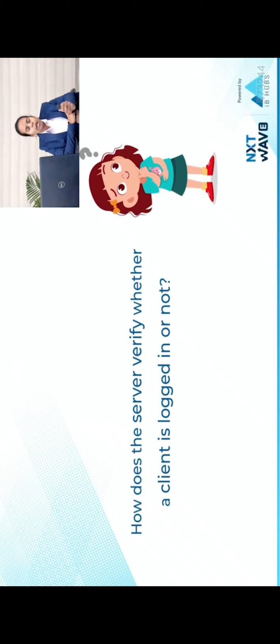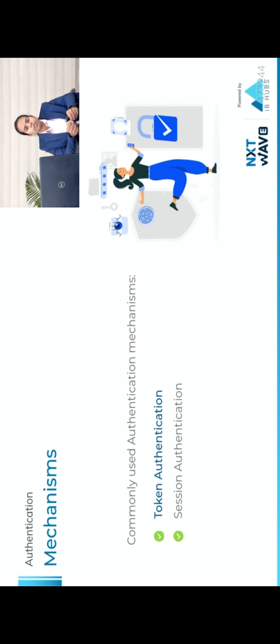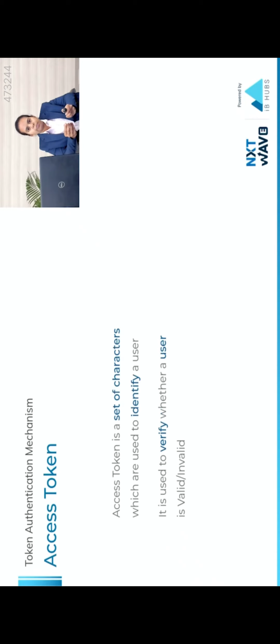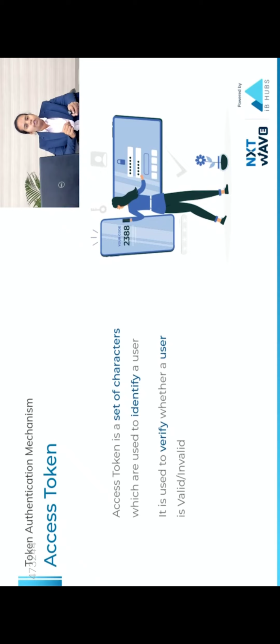That's the question. For this, there are a few commonly used authentication mechanisms: token authentication and session authentication. Out of which, in today's session, we are going to see token authentication. In the token authentication mechanism, there's something called an access token. You can consider an access token as a set of characters, a string, using which we can identify a user. Using the access token, we can verify whether a user is valid or not.